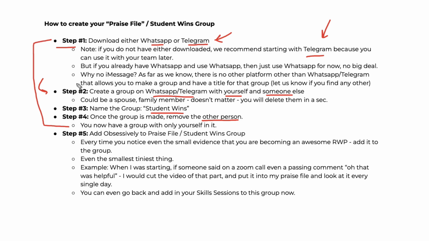Then step number 5 is that you are going to add obsessively to this student wins group. Every time you notice even the smallest evidence that you are becoming an awesome RWP, you're going to add to this group. I'm talking about even the smallest, tiniest thing. Just as an example, when I was starting out, if someone said something on a random Zoom call, maybe they weren't even my student or my client, it was literally sometimes just my parents, my friends, my siblings. It doesn't matter who it was.